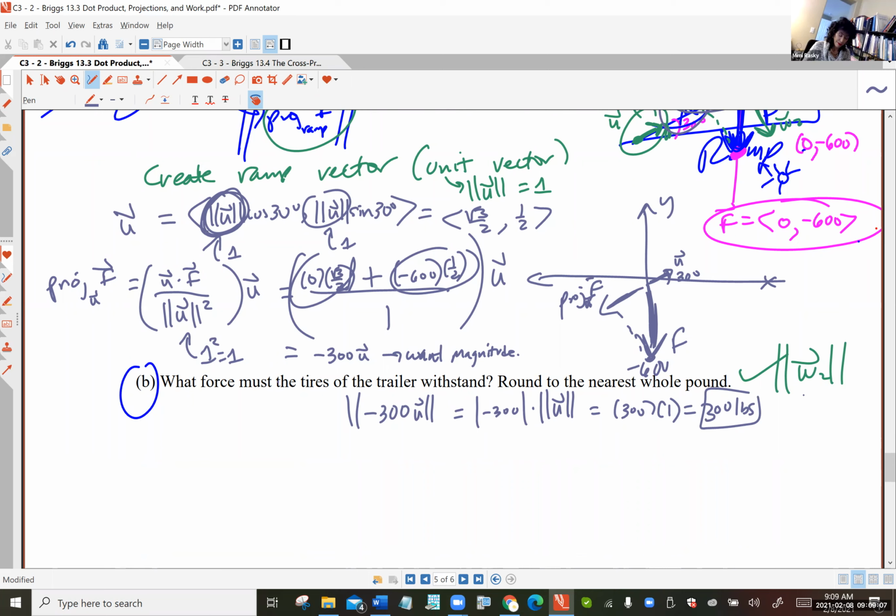Part B. If the tires had feelings, what force would they be withstanding right now? Without them, I guess, blowing out or, I don't know, getting a flat.